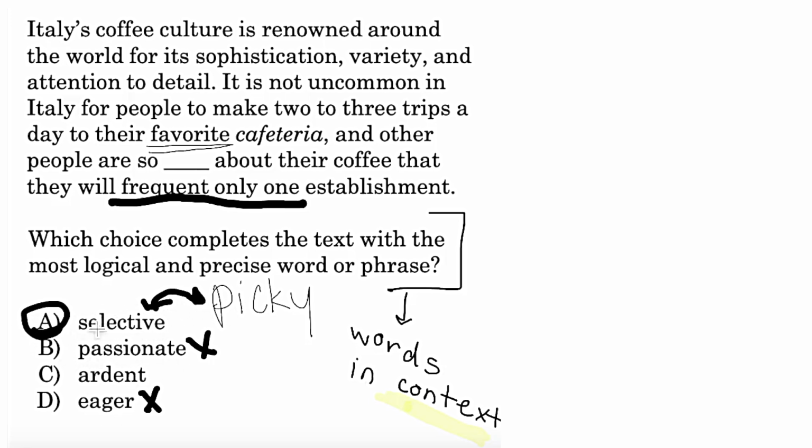If you're between 2 words and one of them is a word you don't know and one of them is a word you do know, start with the word you know and see if it works. Now, if selective didn't work in here, that wouldn't mean I automatically eliminated ardent. Actually, if selective hadn't worked, then I could confidently eliminate it and pick ardent, even if it was a word I didn't know, because I could confidently eliminate 3. Now, I know that ardent means passionate, so I'm going to eliminate it and go for selective.